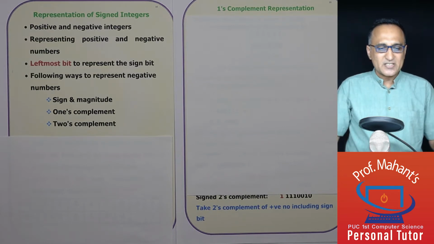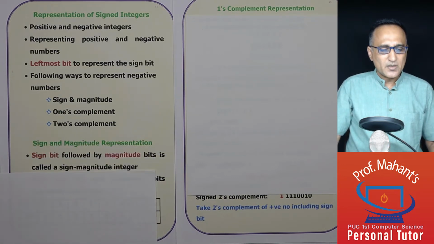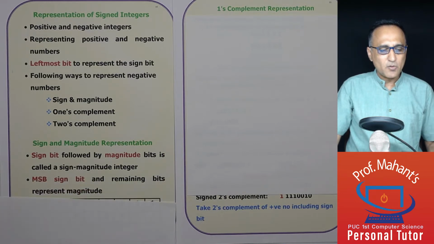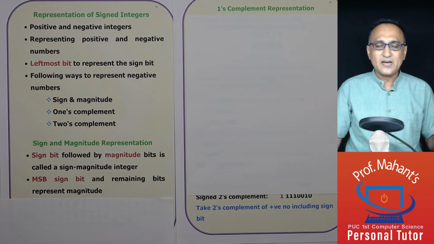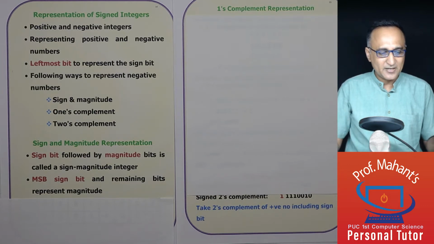So let's first try to understand the sign and magnitude way of representing a negative number. First thing you need to understand is, when I talk about a signed number, I mean a number which can be either positive or negative. When I say unsigned, the number is always positive. I'll repeat. Unsigned means a number is always positive. Signed means a number may be positive or it may be negative.